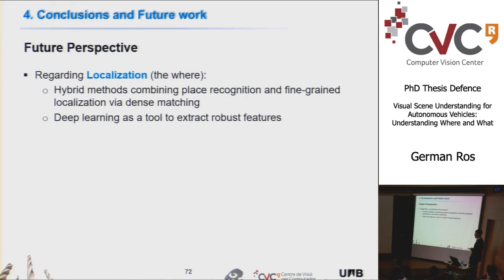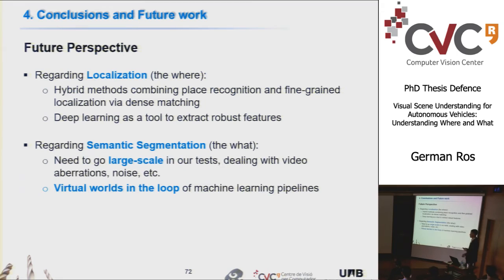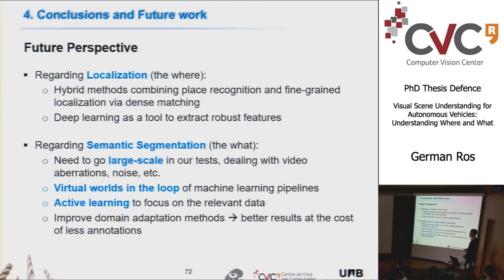As a future perspective, we have started to work on hybrid methods for localization, so that combine place recognition systems, so more topological approaches based on deep learning to recognize places, and then go fine-grained using dense matching. And we believe that deep learning is going to become a very important tool also for localization.